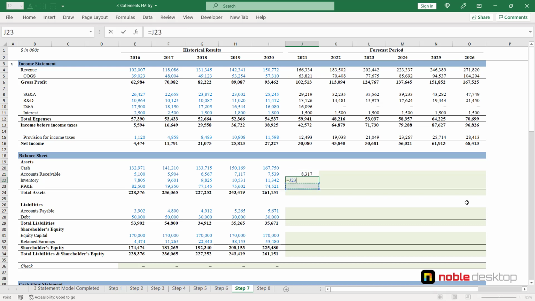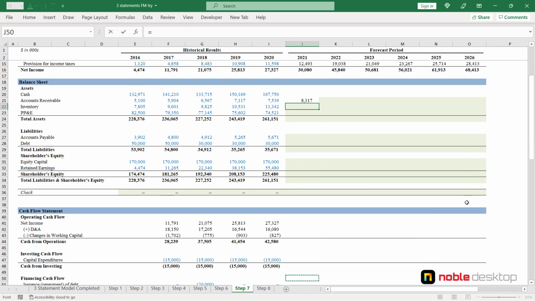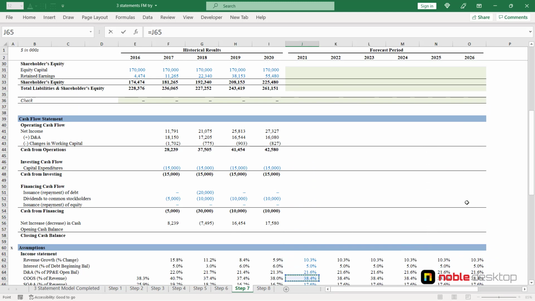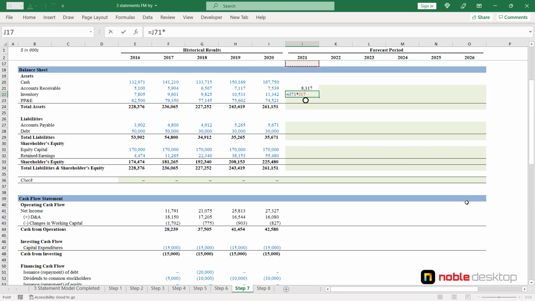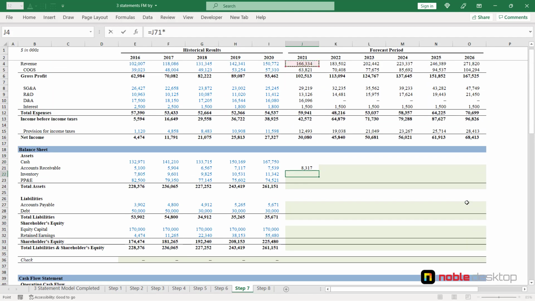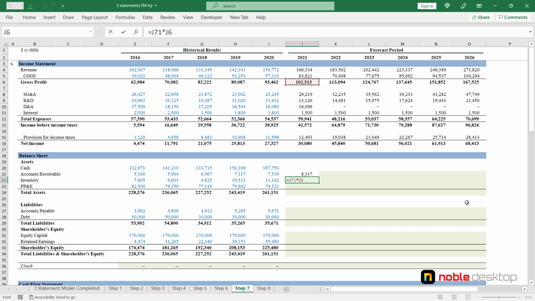Inventory, with the same logic: I'm going to find days inventory in my assumptions below in row 71, multiplied by my cost of goods sold in my income statement in row 5 and divided by 365 days a year.